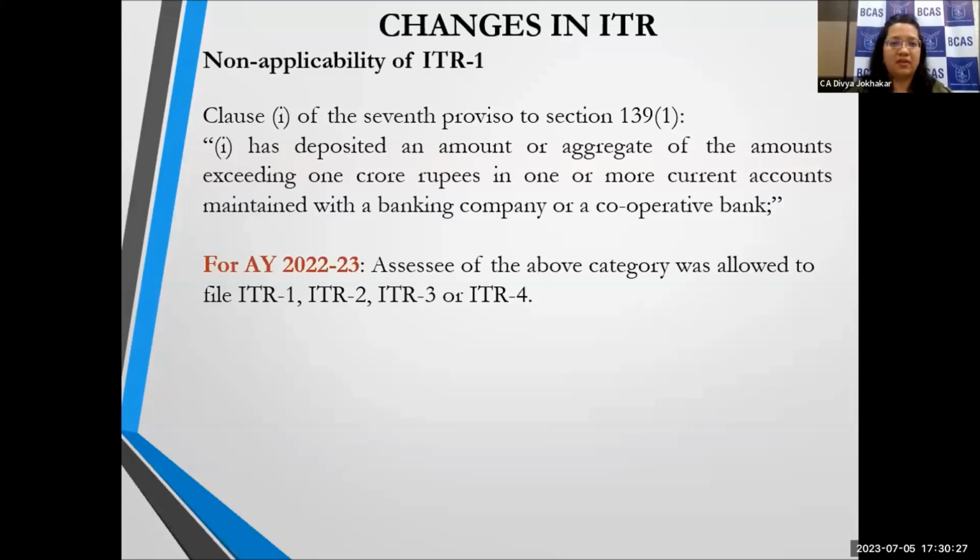So let us say I deposit 70 lakhs in one current account and I deposit 80 lakhs in another current account. I've crossed 1 crore in aggregate, and hence I will come out of ITR 1 and perhaps I'll have to see what kind of ITR will be applicable to me depending on other kinds of income, but ITR 1 is shunned.